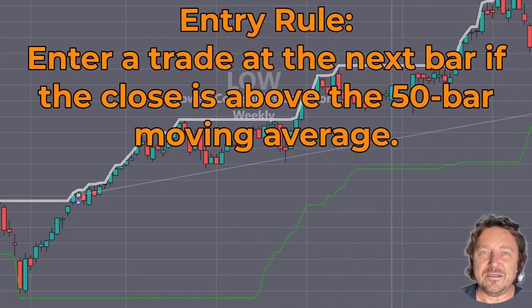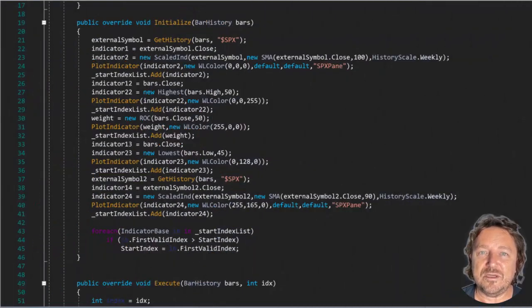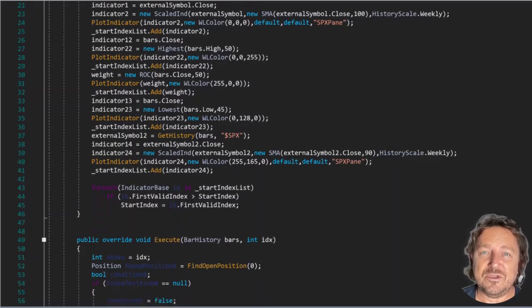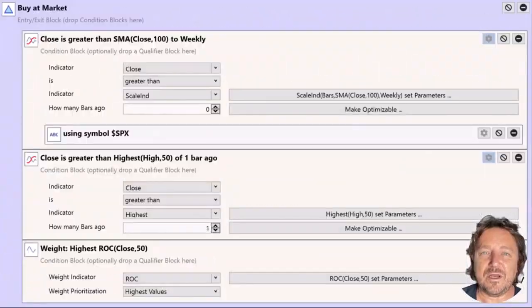Here are the rules. Enter a trade at the next bar if the close is above the 50 bar moving average. Also, the index must be above the 100 bar moving average. In WealthLab, you can either program it with C# or you can use drag and drop. For me, I prefer drag and drop. I don't want to learn a programming language first like Python or C# to test my strategies. That's why I love drag and drop. This feature allows you to drag any criteria into the entry or exit blocks and adjust them accordingly.